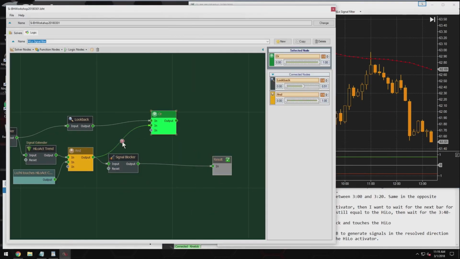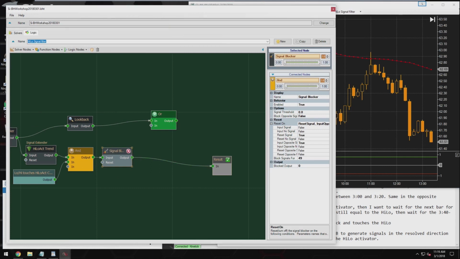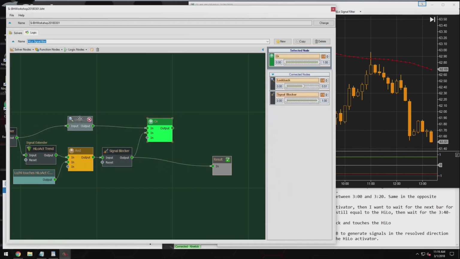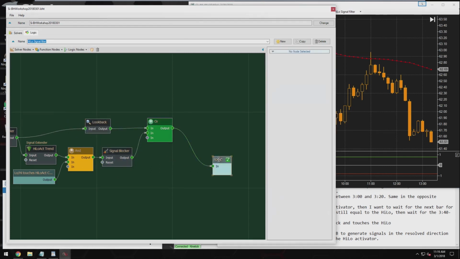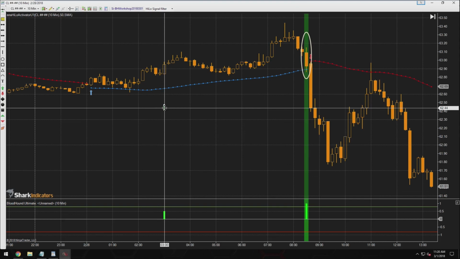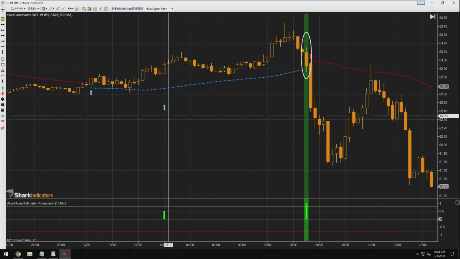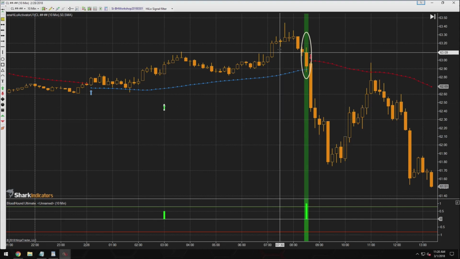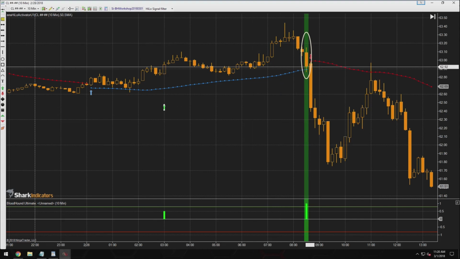So let's take a look now. Okay, so here you go. A little arrow on our 3 a.m. bar. And there's price coming back and touching the high-low indicator right there.